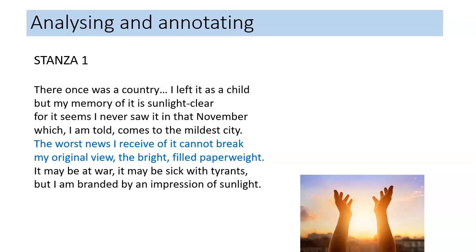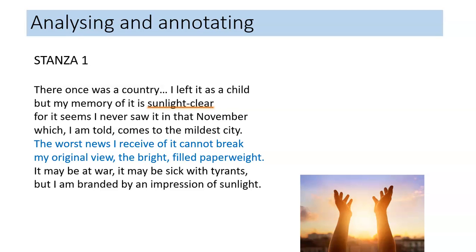She says she left it as a child. "I left it as a child, but my memory of it is sunlight clear." So even though she left many years ago, her memory, she believes, is very, very clear. You will notice that she uses light imagery a lot. So this is the first time she mentions sunlight, and keep looking out for repetition of that as we go through the poem.